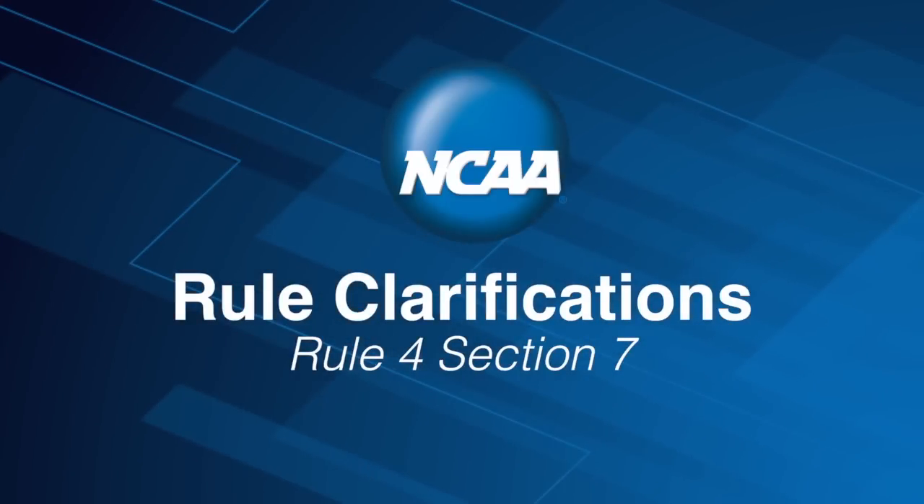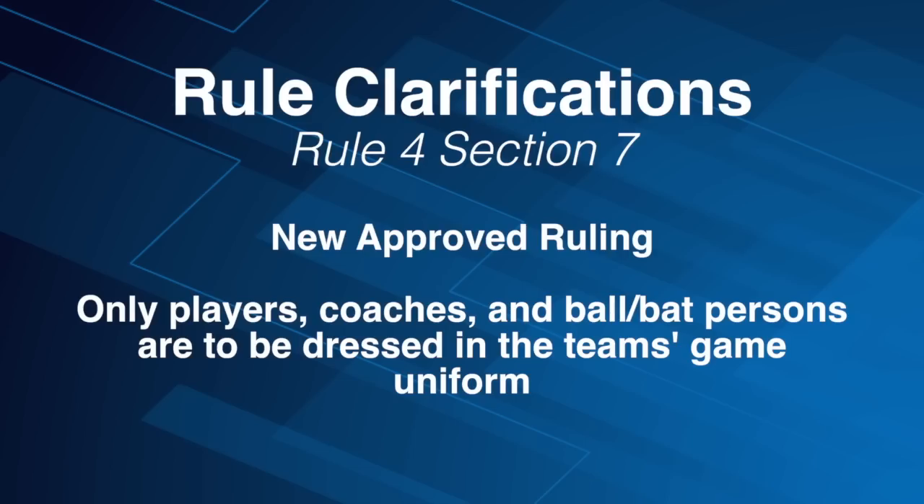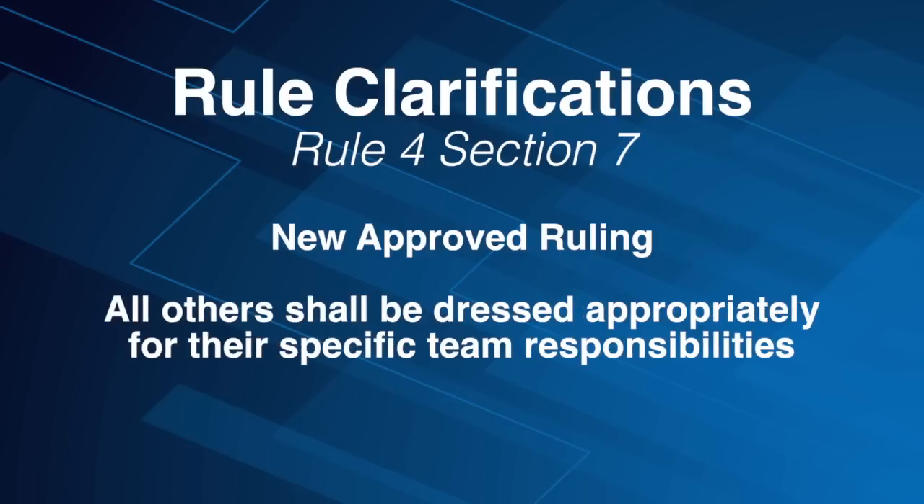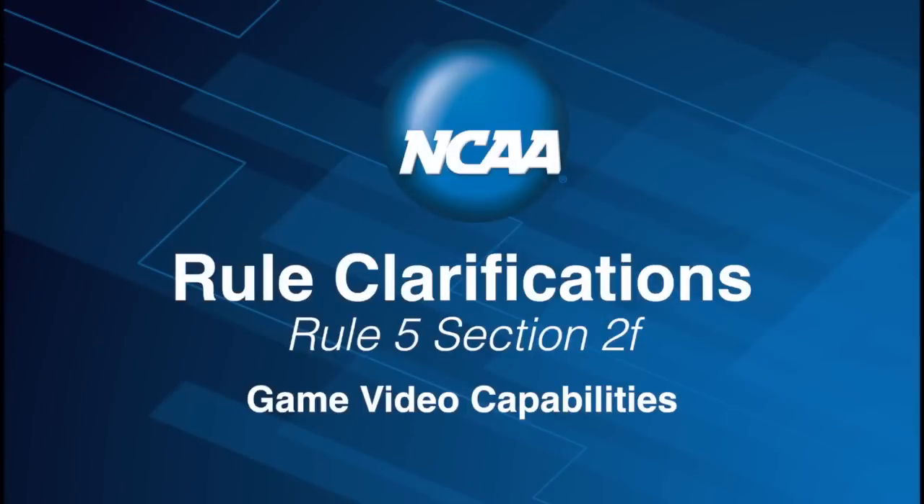Rule clarifications. Rule 4.7. A new approved ruling has been added to 4.7 to clarify that only players, coaches, and ball bat persons are to be dressed in the team's game uniform. All others, to include trainers, team managers, administrators, operations personnel, etc., should be dressed appropriately for their specific team responsibilities, which is not a game uniform.